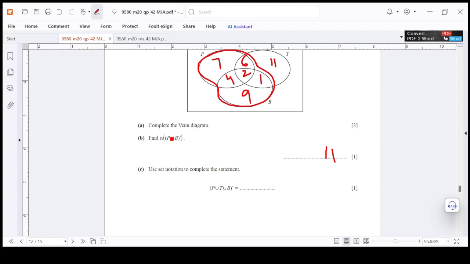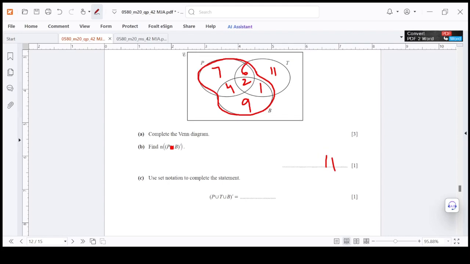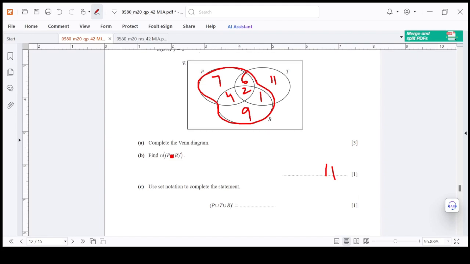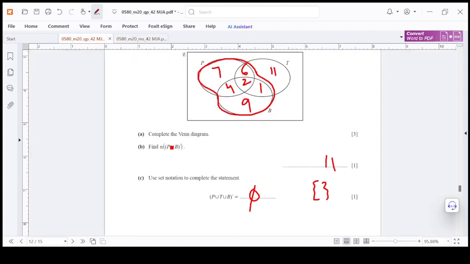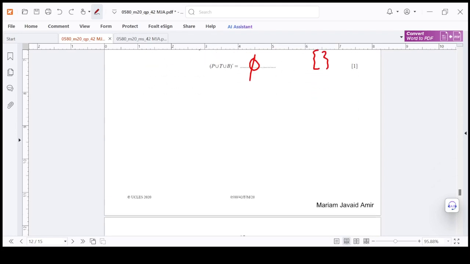Okay, part C is use set notation to complete this statement. P union T union B intersect complement means this region. Everything outside these 3 boxes is what? So there's nothing outside here. So you write an empty set, or you can even write these empty brackets. So either one of these notations is correct. You cannot write 0 because they did not ask the number of values in this region. They said, what is this region? So you have to give an answer in terms of set notation. So it's an empty set.